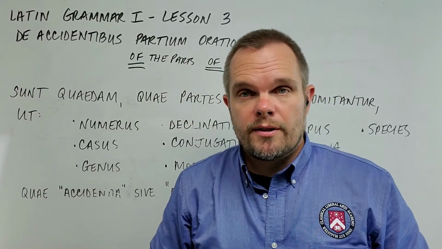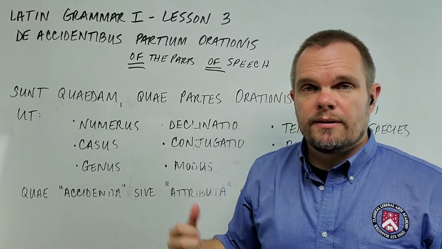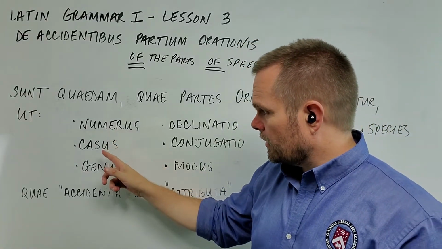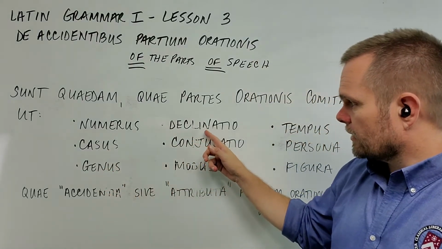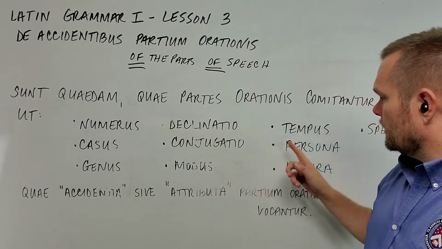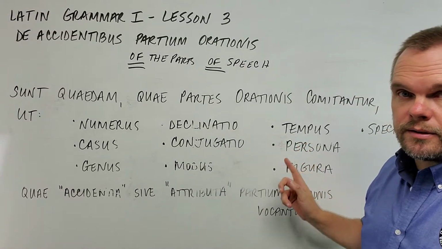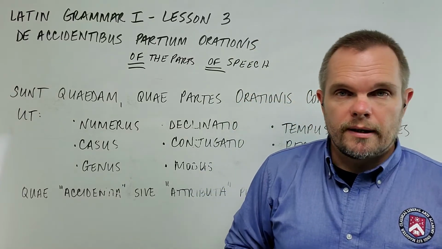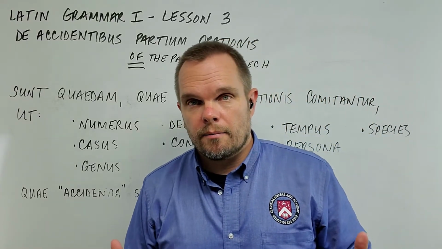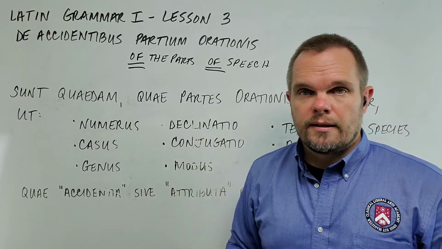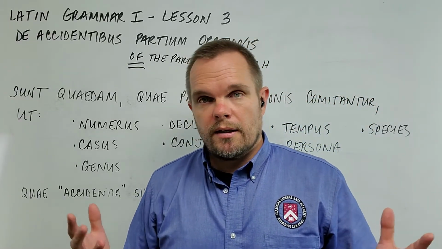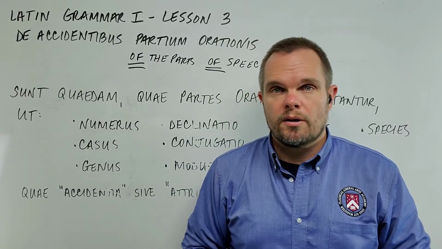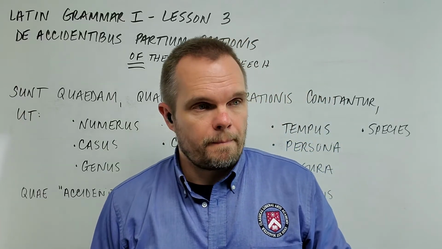In this video, we're going to continue working through the 10 accidents that we're studying in Lesson 3 in Latin Grammar 1. So far, we've covered number, case, gender, declension, conjugation, mood, and tense. In this video, we're going to study person. This is rule number 8 in Lesson 3, the 8th of the 10 accidents of the parts of speech. If you've already gotten through 7 of these, I know that you know what to do, so we're just going to jump right into rule number 8 on person.